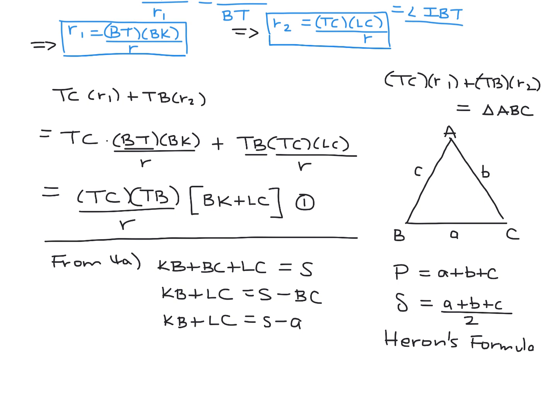Now I will substitute this finding back into here. And therefore, we got that TC times R1 plus TB times R2 is equal to TC times TB all over R times this BK plus LC, but that's equal to S minus A. So I'm going to put that in there.